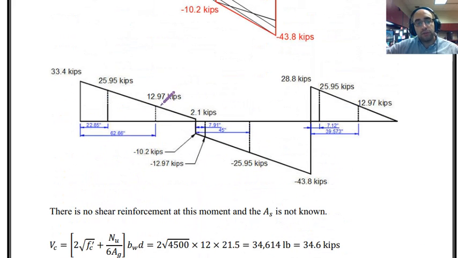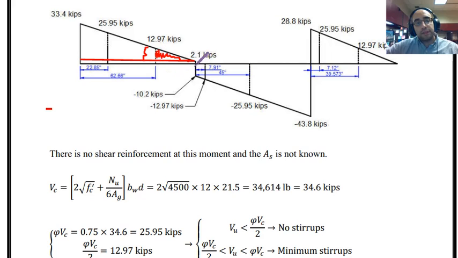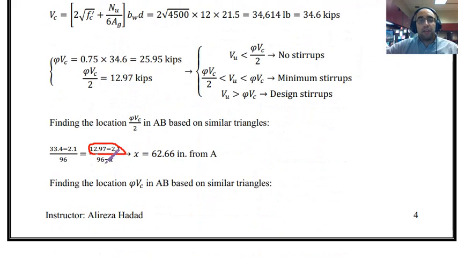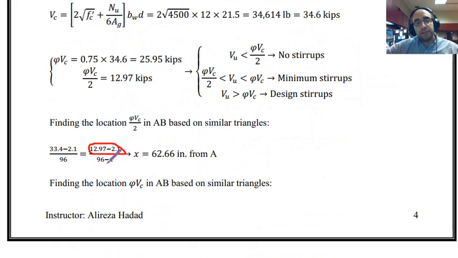This is for finding the location of 5Vc over 2. We have two similar triangles. One of them is this small triangle over here, and for this triangle, I can say this side, which is 12.97 minus 2.1, divided by this length, which I don't know yet, so this is x. The total length is 8 feet, which is equal to 96 inches. So this side will be 8 feet minus x, or 96 inches minus x.